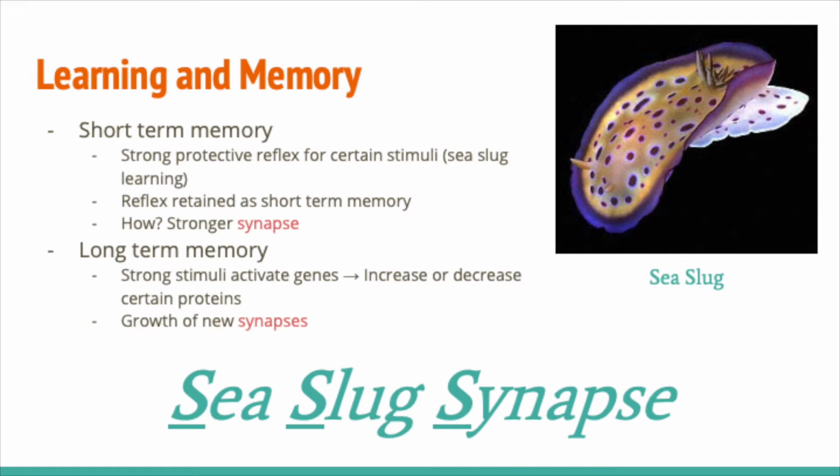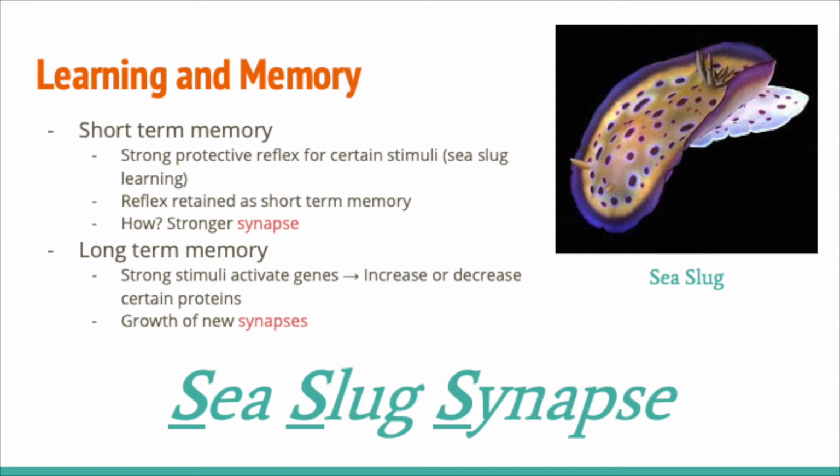So we figured out more about short-term memory by studying how their reflexes work when you induce them with a certain stimuli, and after you induce them with a stimuli, it's retained as short-term memory because of stronger synapses. Long-term memory was learned through the activation of genes, in that when you hit them with these very strong stimuli, they would activate certain genes, which would increase or decrease certain protein level expressions. So what that taught us is that we're getting growth of new synapses in these sea slugs that are leading to long-term memory.